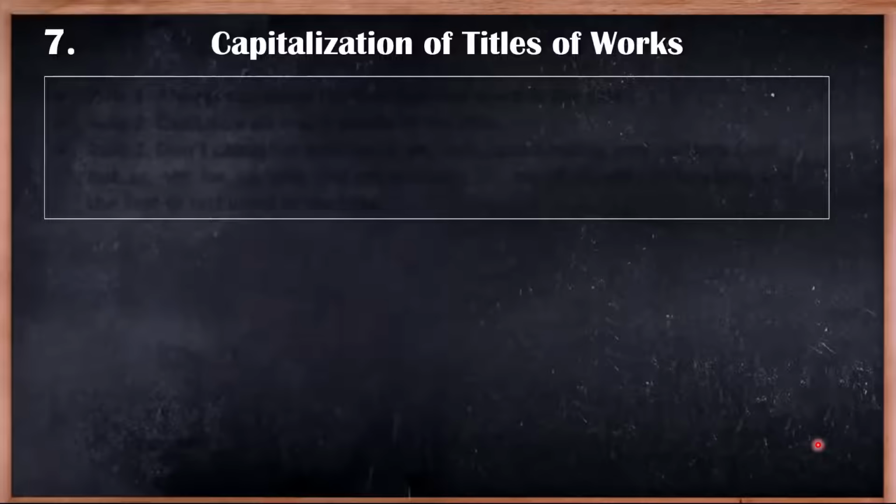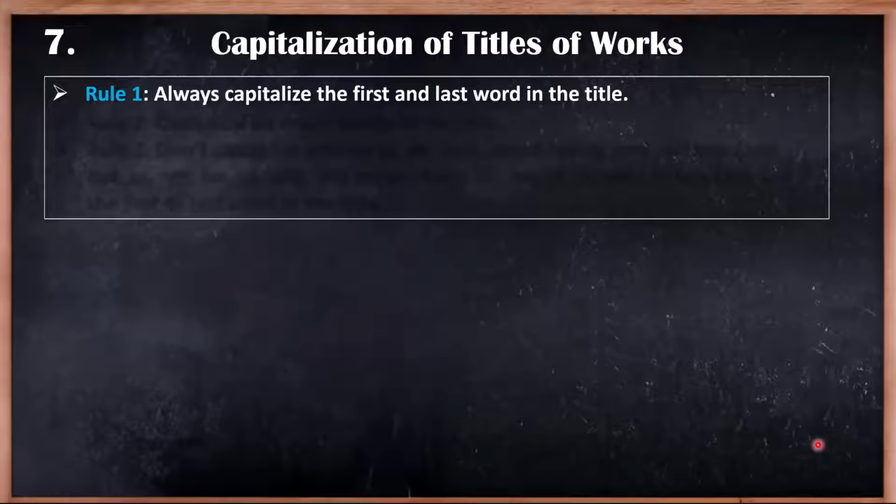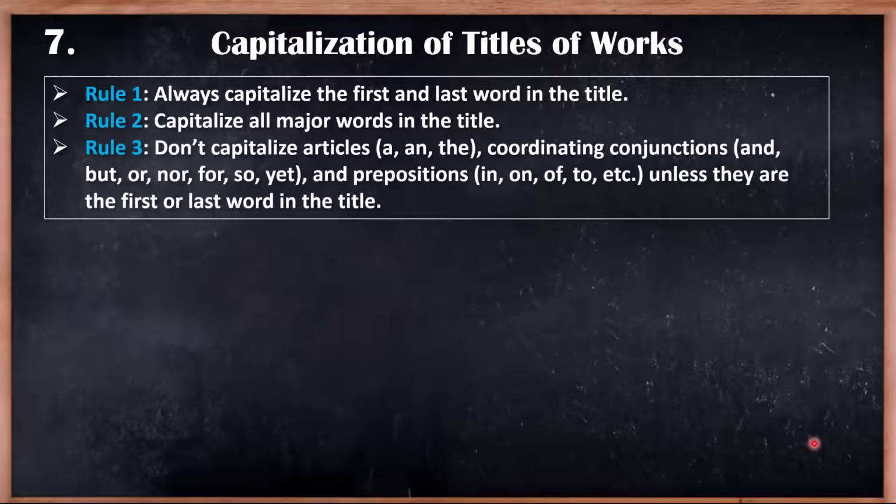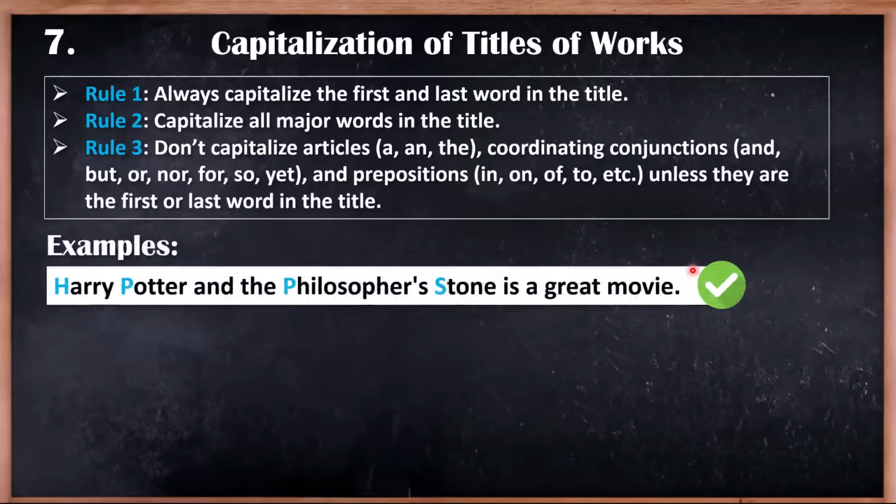Now let's talk about capitalization of titles of works, such as books or films. Rule number 1 is always capitalize the first and last word in the title. Rule number 2, capitalize all major words in the title. And rule 3 is don't capitalize articles such as a, and, the, coordinating conjunctions, and, but, or, nor, for, so, yet, and prepositions in, on, of, to, etc., unless they are the first or last word in the title. The best way to demonstrate this is to show you some examples.